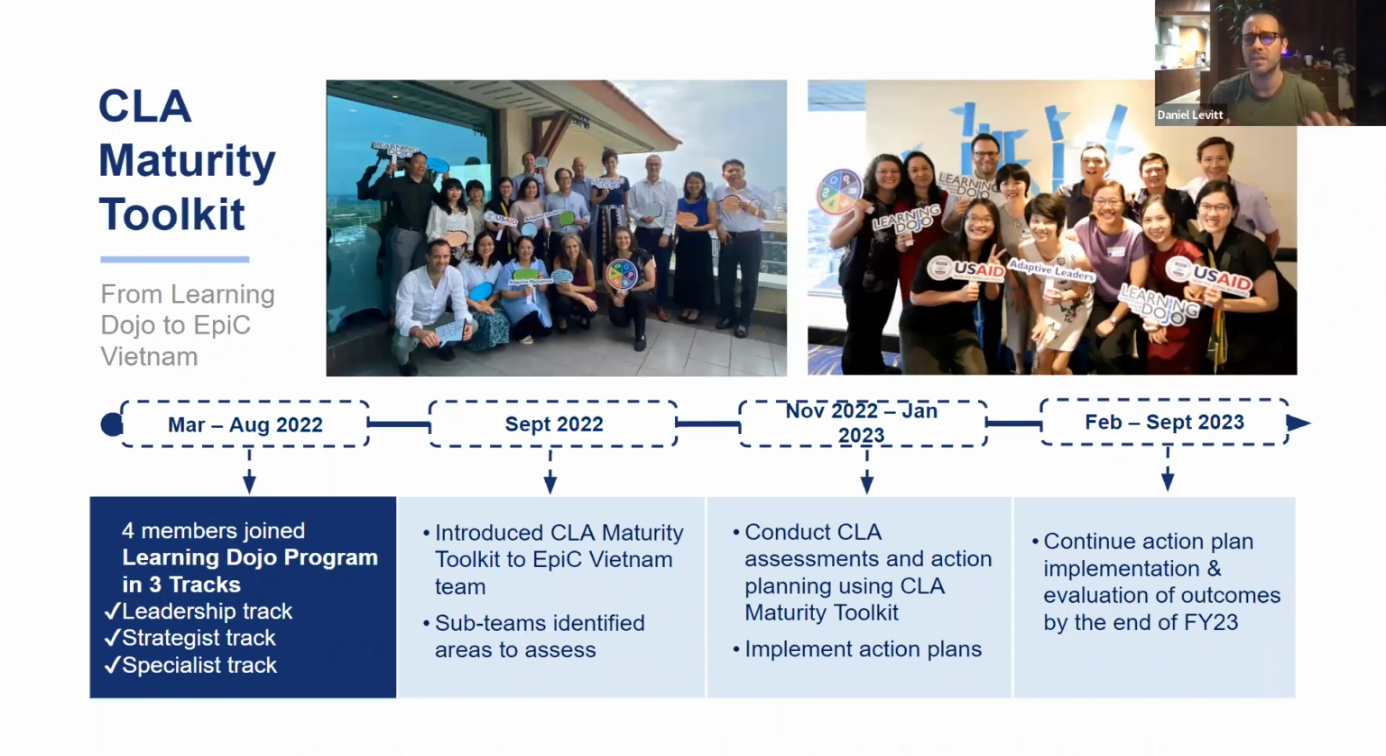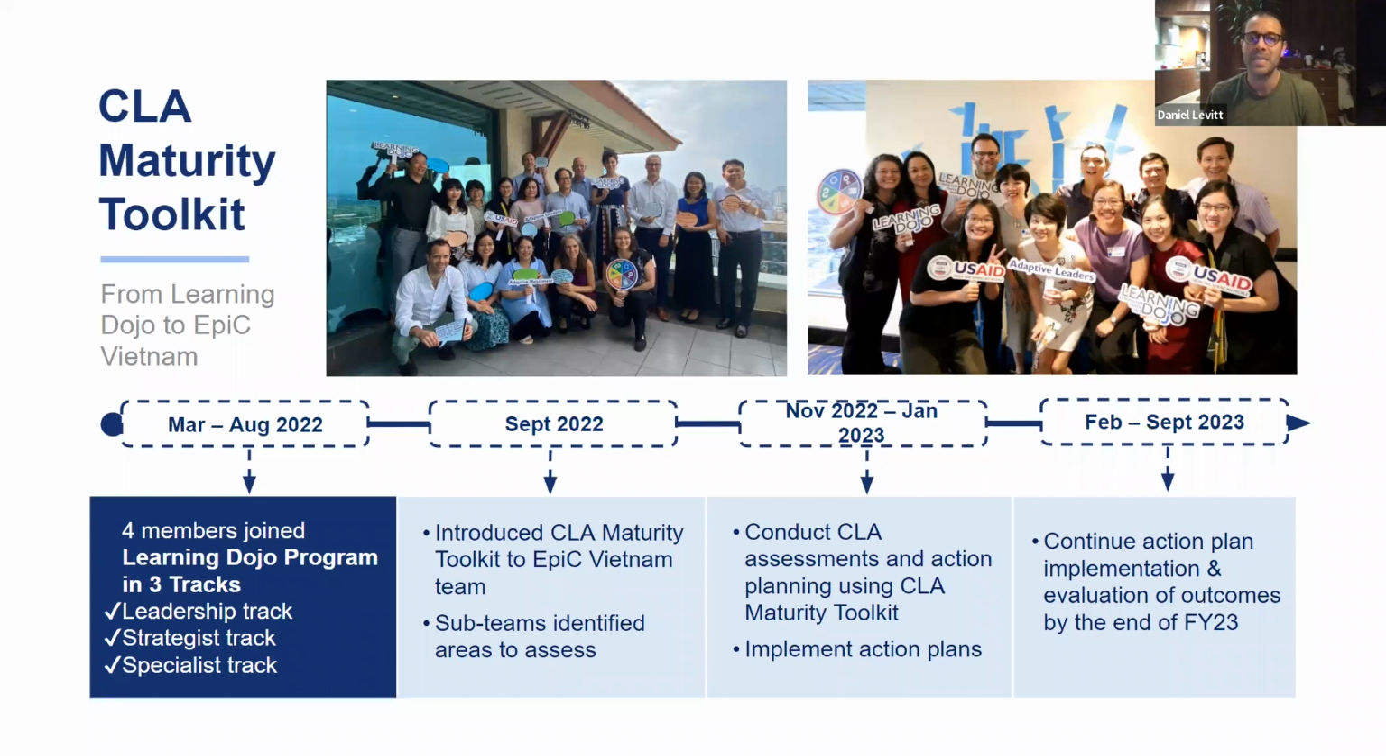So this just gives you a sense of the timeline of how things panned out for us. We learned about the CLA Maturity Toolkit through different staff members who had attended Learn's Dojo program, which was an opportunity for people to learn in one of 3 different tracks you can see in the lower left. I actually attended a leadership track. Van Ang, who was going to present tonight, was in another track, and we were intrigued by the Maturity Toolkit in our different tracks as a way of bolstering communication and collaboration on our team.